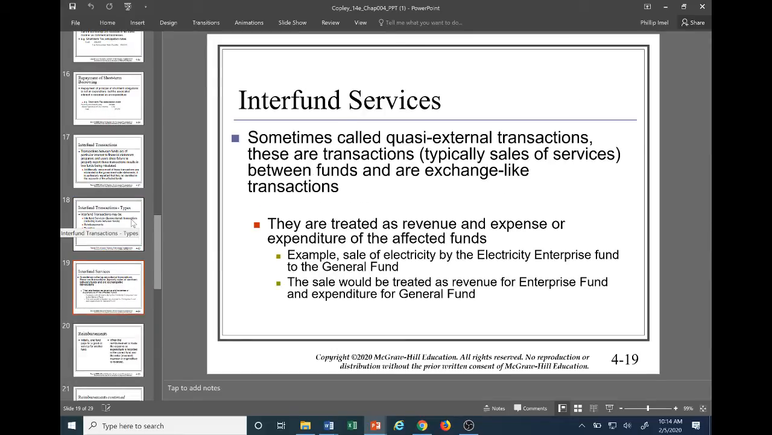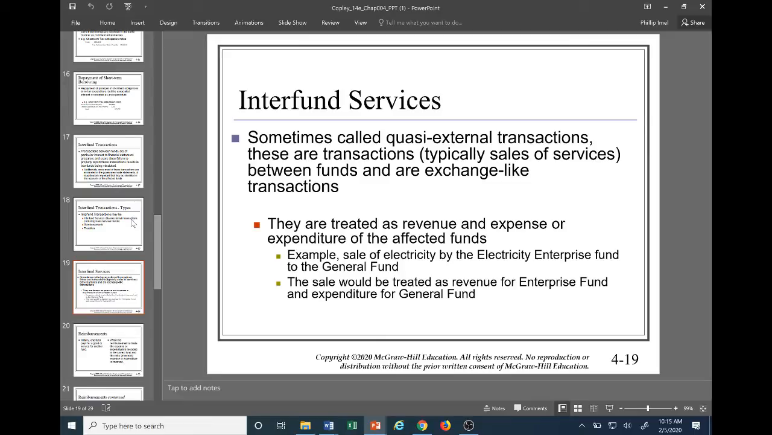So interfund services, as I said before, are sometimes called quasi-external transactions. These are transactions which are typically sales of services between funds and are exchange-like transactions. So pretty much these interfund services are going to be treated like exchange-like transactions, meaning they're going to be treated just like you're used to seeing in your intermediate courses or your for-profit ones. They're at arm's length, right? Meaning we're going to exchange something of equal value. So they're going to be treated as a revenue and an expense or an expenditure of the affected funds.